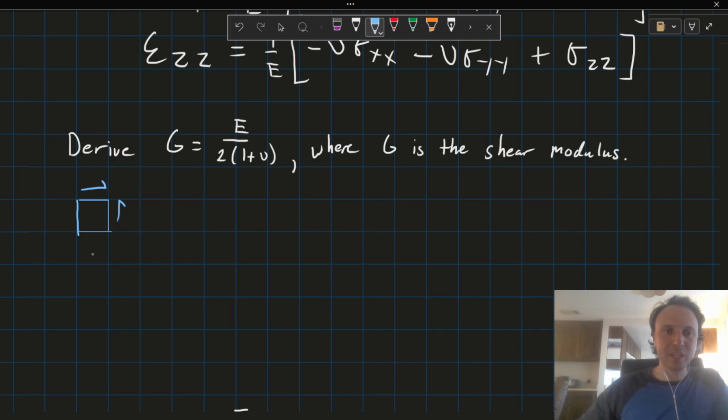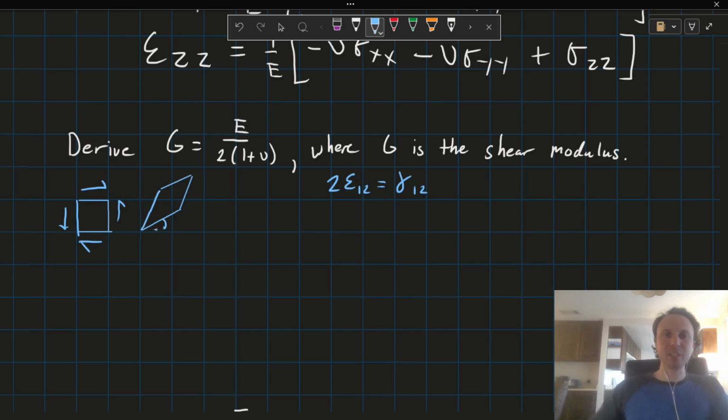So let's say that we have a box that's undergoing some shear strain. As I talked about in the previous video, tensorial shear strain is slightly different from the engineering shear strain. In particular, 2 times epsilon 1, 2 is equal to gamma 1, 2. So this is the actual angle that we're going to see in our tensors.